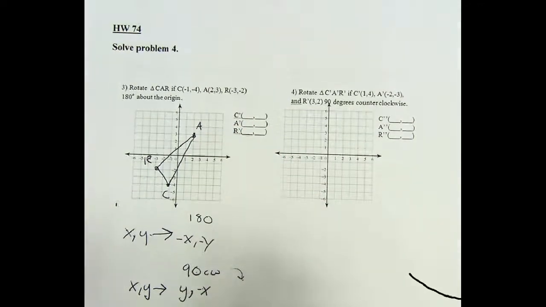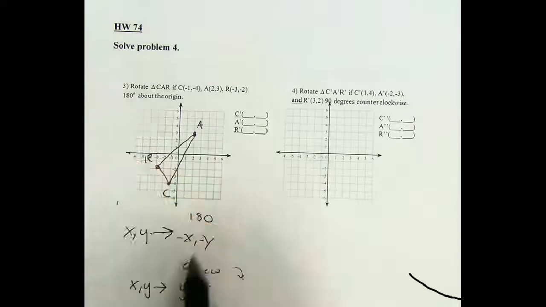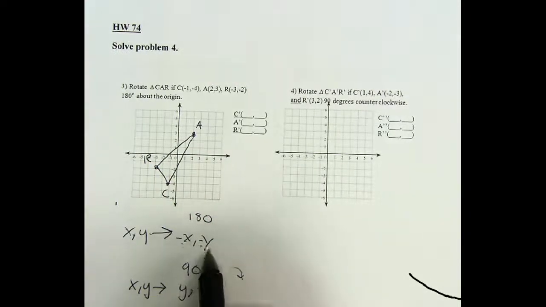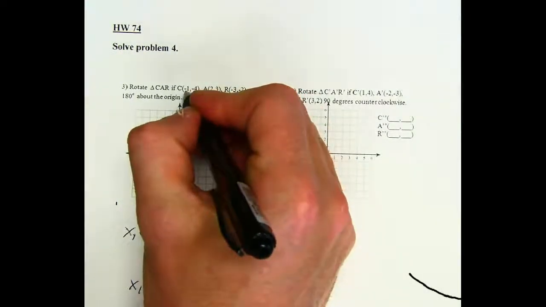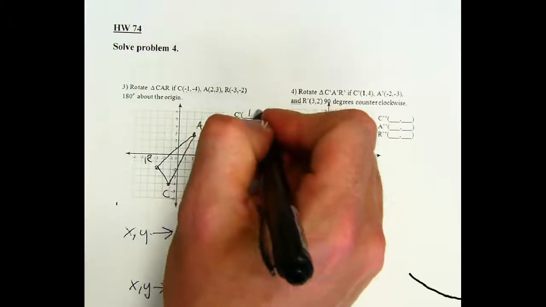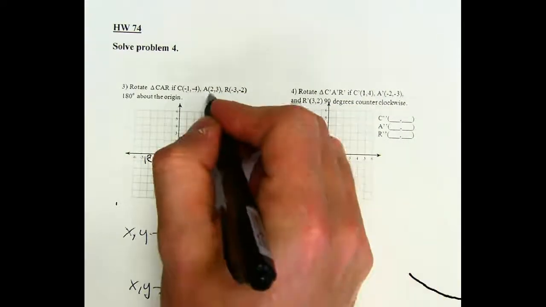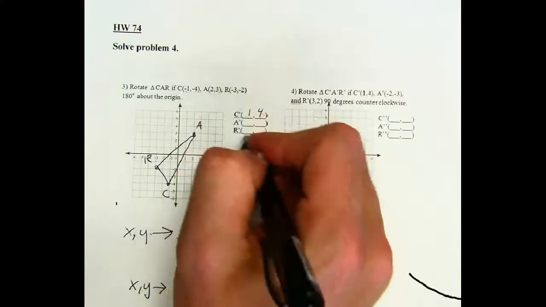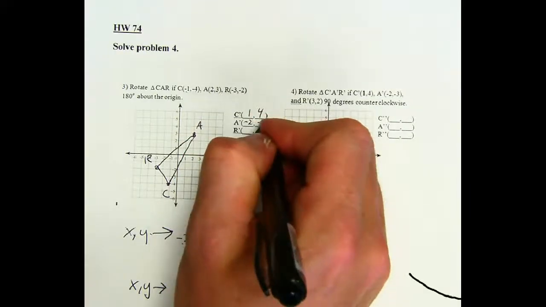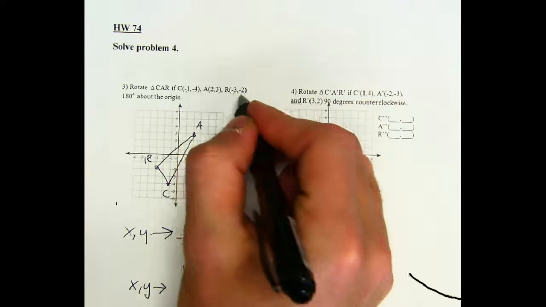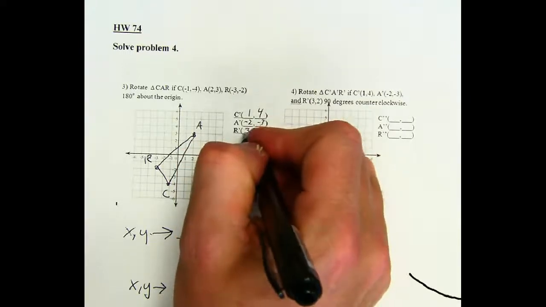So now we have to follow the rule of 180, so it means change everything to its opposite. So C is 2 negatives, so I'm just going to write 1, 4. I just change it to their opposite. A is 2 positives, so I'm going to write 2 negatives. We have a negative and a negative, so these are now both positive.